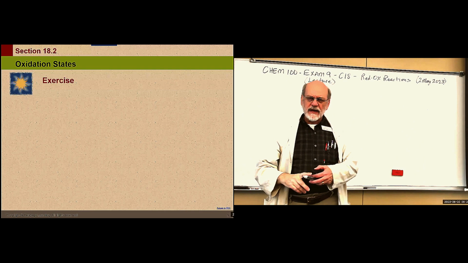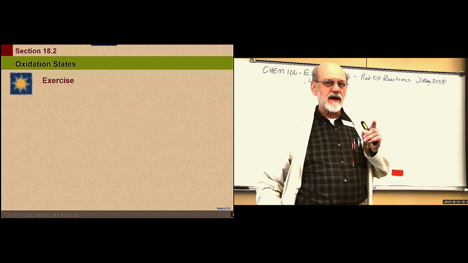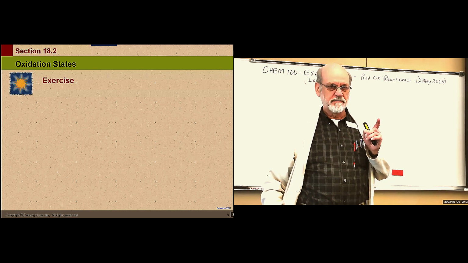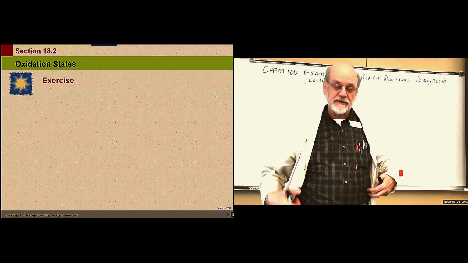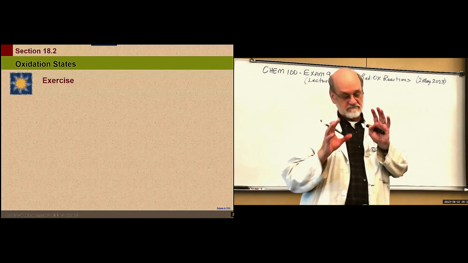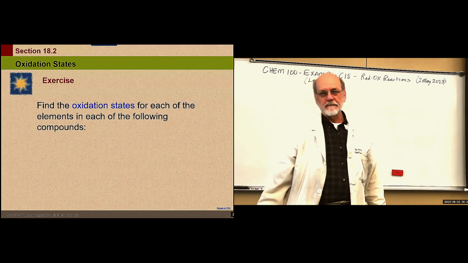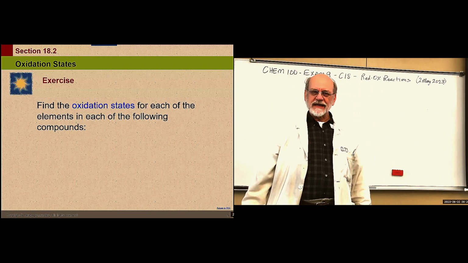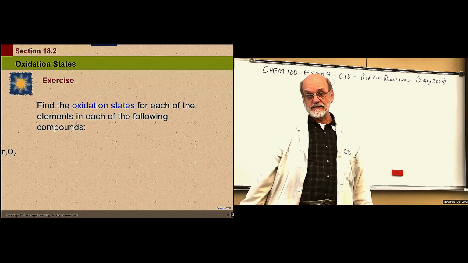If you want to read more about electronegativities, I think that topic is covered in chapter 12, and we didn't introduce chapter 12 in this class, but it's an interesting topic, and if you want to learn more, it's right there in your textbook. So let's see if we can calculate the oxidation states for these different compounds or polyatomic ions.